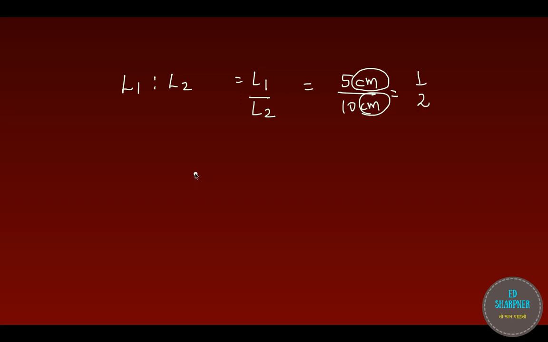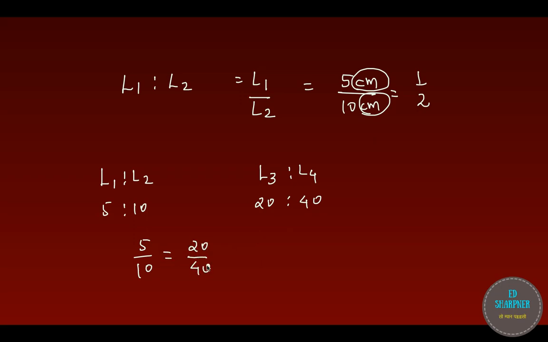Right. What about proportion? Whenever two ratios are equal, we say that they are in proportion. Let's say there are two lines L1 and L2 which are, let's say, 5 centimeters to 10 centimeters. And there is another pair of lines L3 and L4 and the ratio of them is 20 centimeters and 40 centimeters.